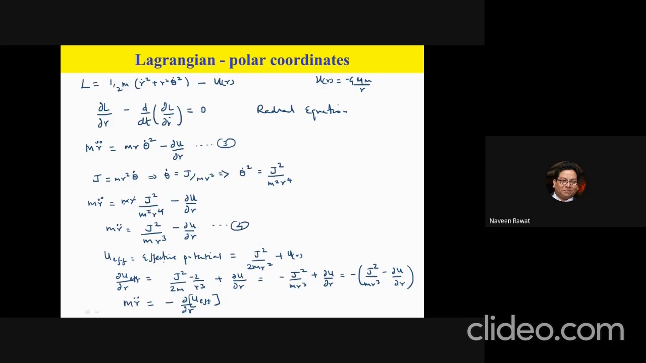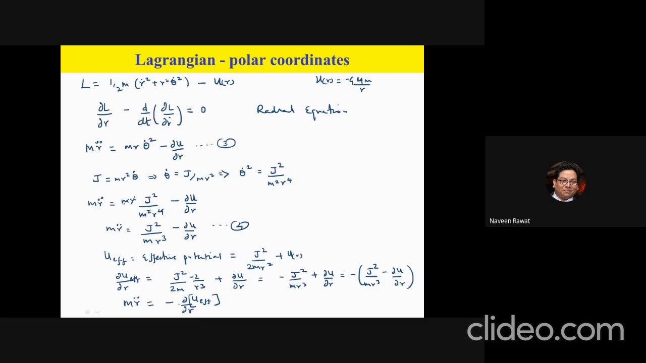Okay, and later on we'll see what this effective potential actually is. We'll try to plot this function and see what it really means. But essentially, what you're getting from solving the radial equation of the Lagrangian is your equation of motion, where the force is the negative gradient of the potential energy.